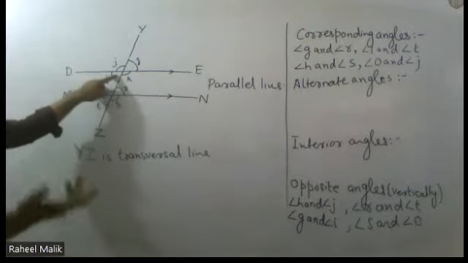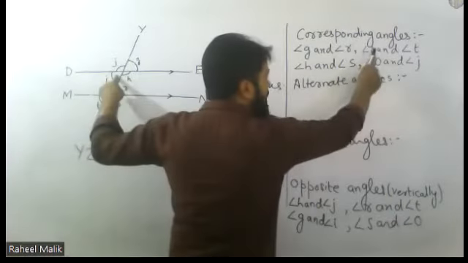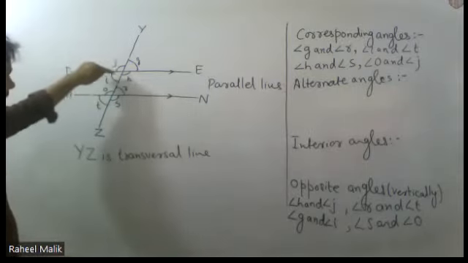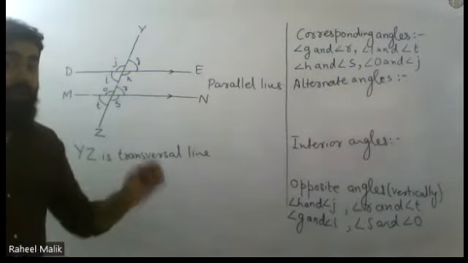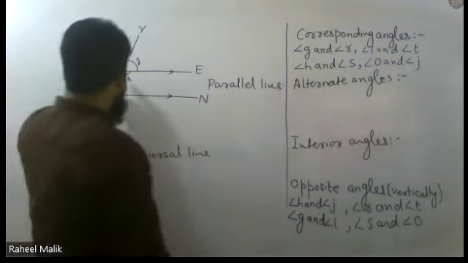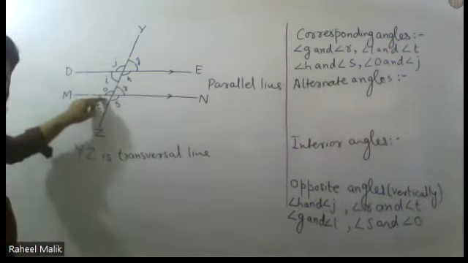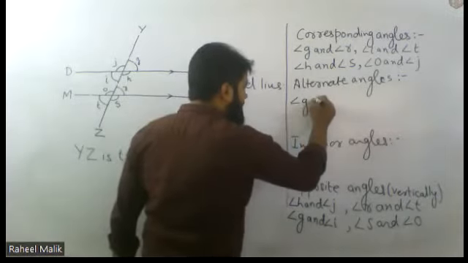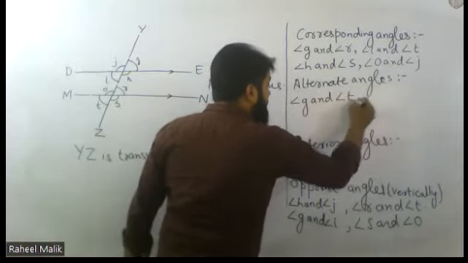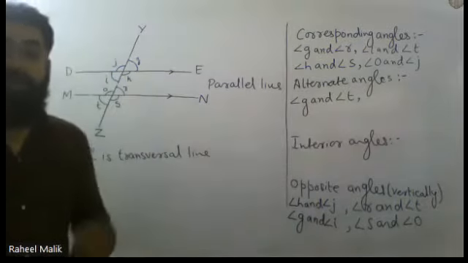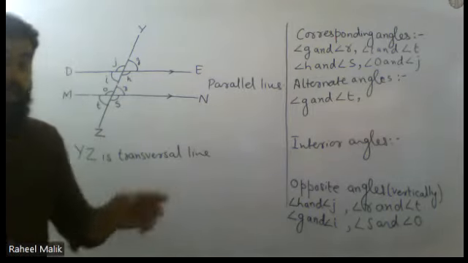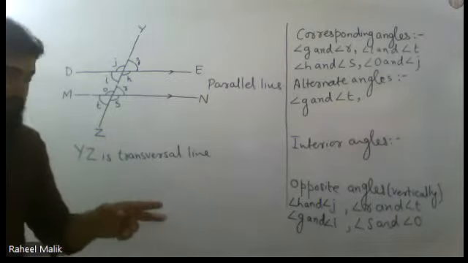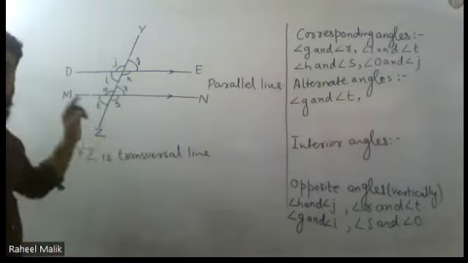And what is the corresponding angle of I? The corresponding angle of I is T. So if I compare G and I, I will say they are vertically opposite. But the corresponding angle of I is P. And if I compare angle G and angle P, they are going to be called alternate angles. They are made on two different parallel lines intersected by a transversal line.